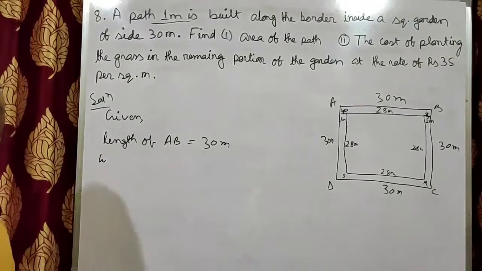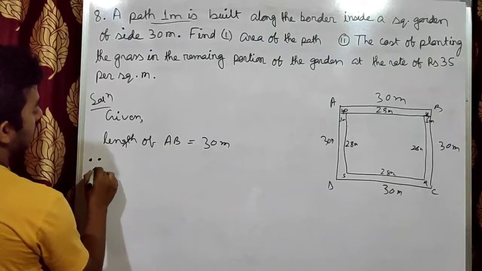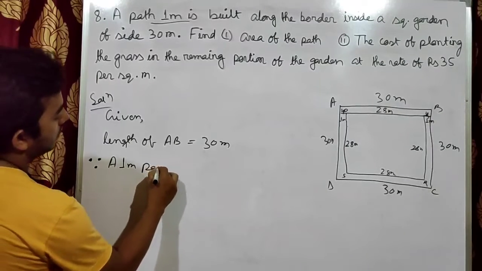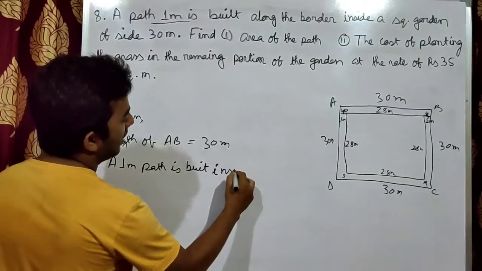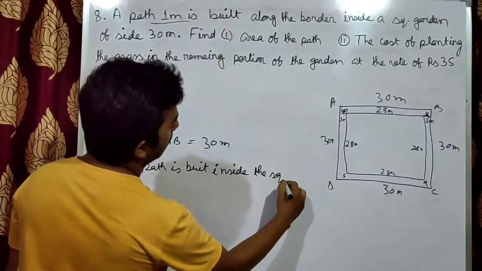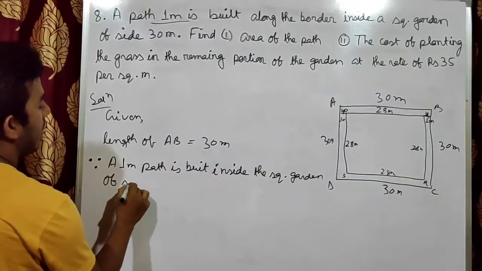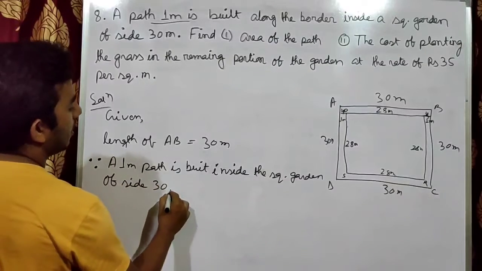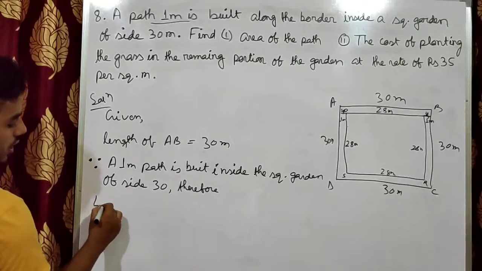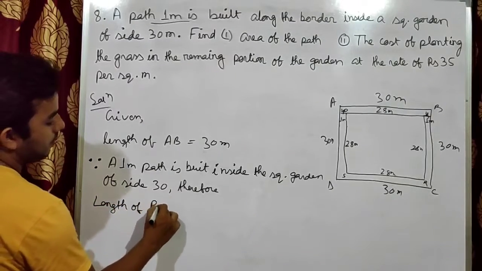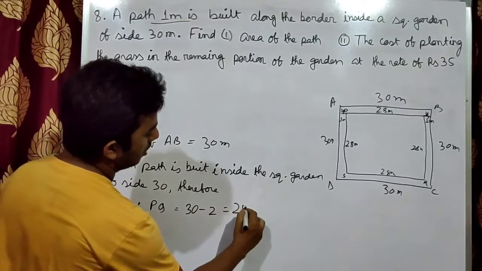We will write, since a 1 meter path is built inside the square garden of side 30 meters, therefore length of PQ equals 30 minus 2 equals 28 meters.